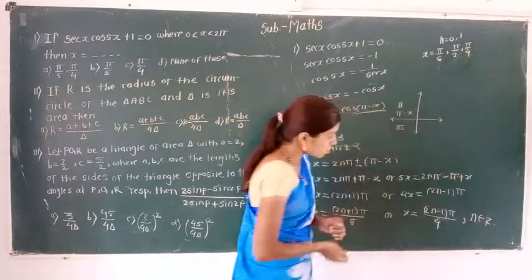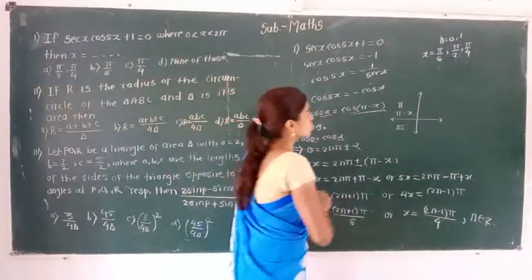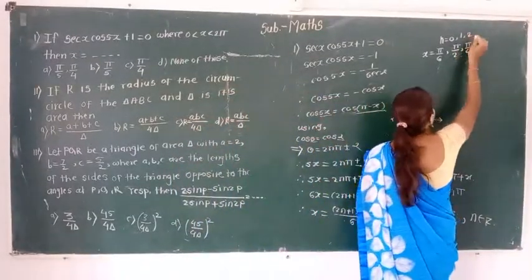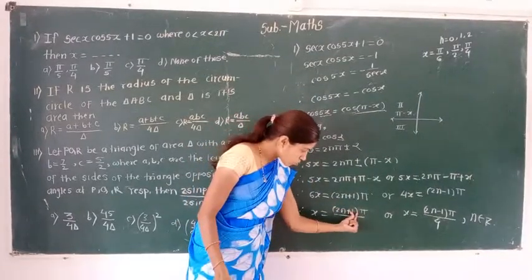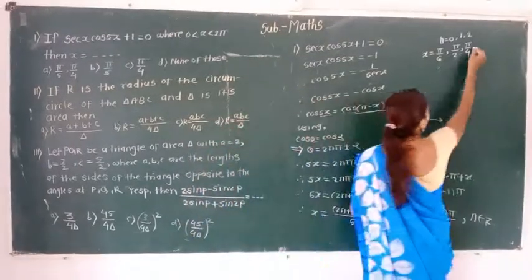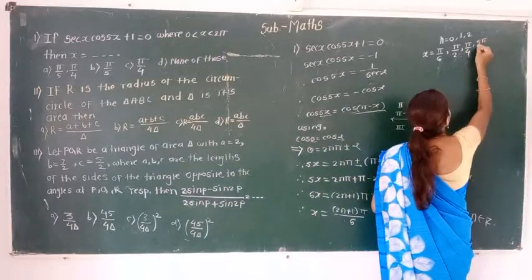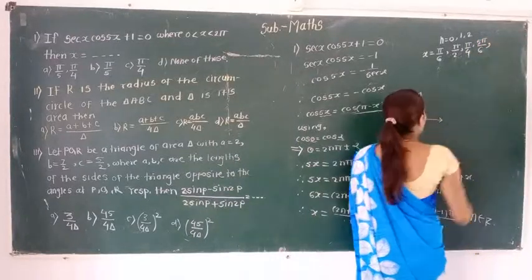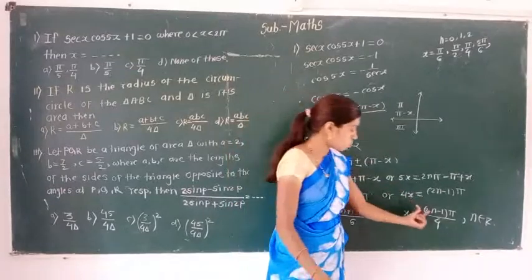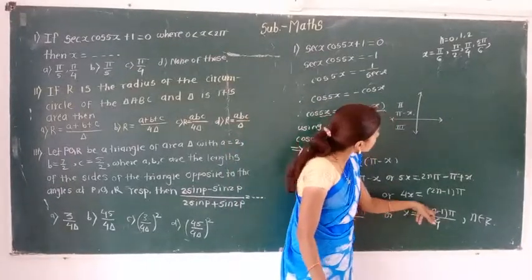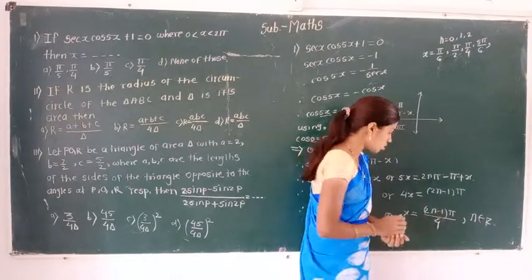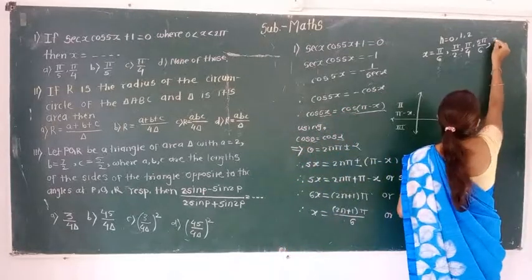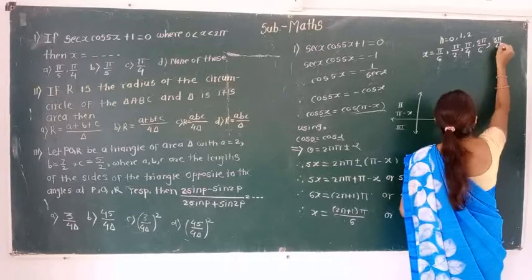Now put the next integer, 2. The value of n is here 2. 2 2s are 4, 4 plus 1 is 5. We get the value 5 pi by 6. Okay, now the same value put in this result. By putting 2, 2 2s are 4, 4 minus 1 we get 3. So here we can write 3 pi divided by 4.